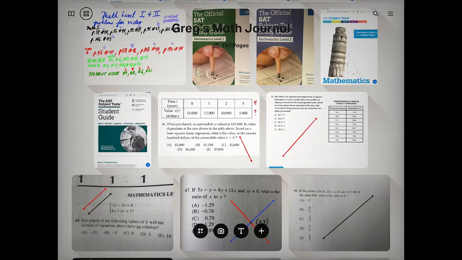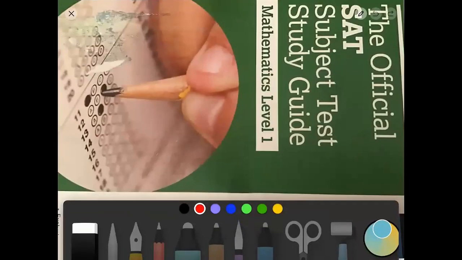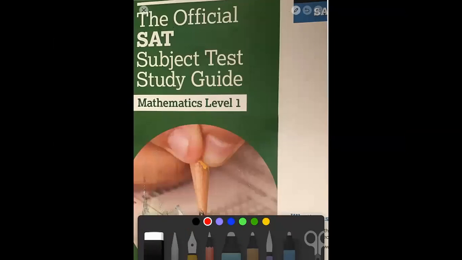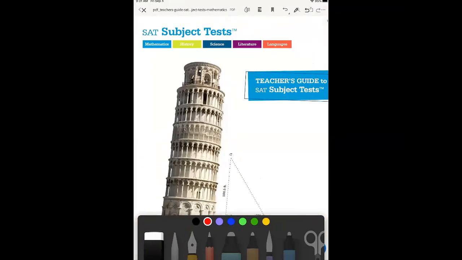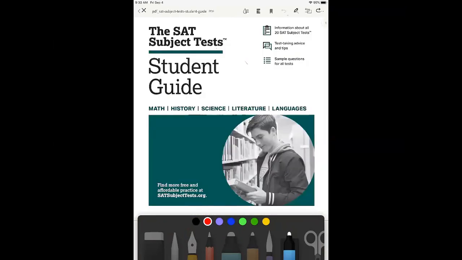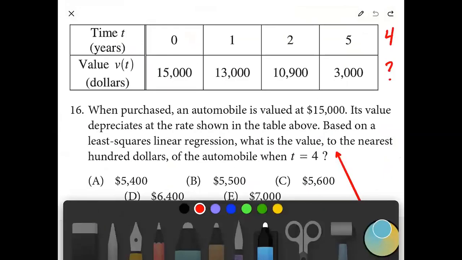So here we go. The first thing that you're going to see here is the official SAT subject study guide for Math Level 1. I took a few questions from here. I've also taken a couple of questions from the Math Level 2 study guide. This was a teacher's study guide that I took some questions from. There was also a student guide that I took a question or two from. So that's what I used to come up with these questions. So here's the first one.